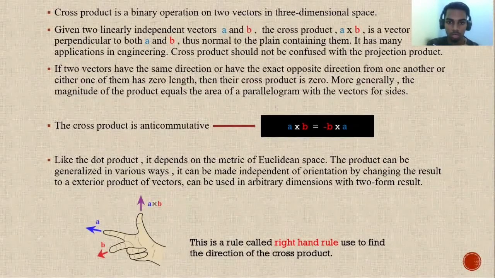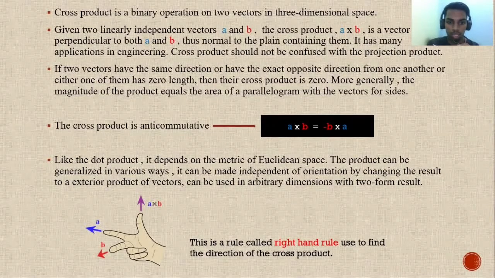The cross product should not be confused with the projection product, which is called the dot product. If two vectors have the same direction, or the exact opposite direction from one another, or either one of them has zero length, their cross product will be zero. More generally, the magnitude of the product equals the area of a parallelogram with the vectors for sides.